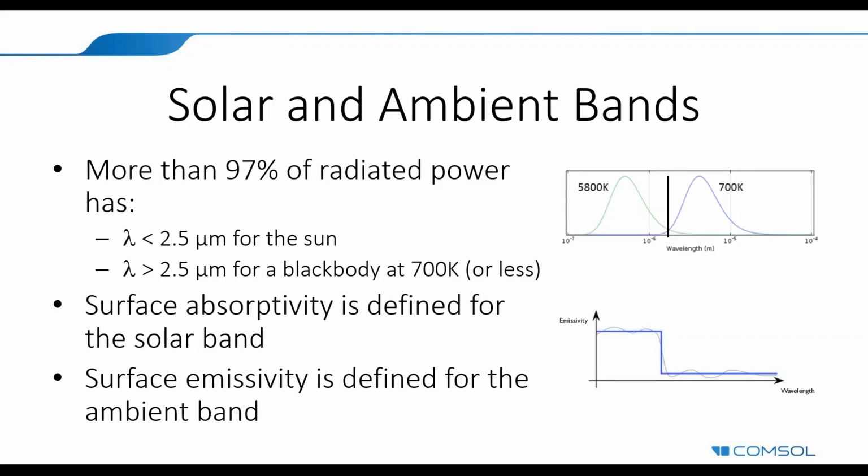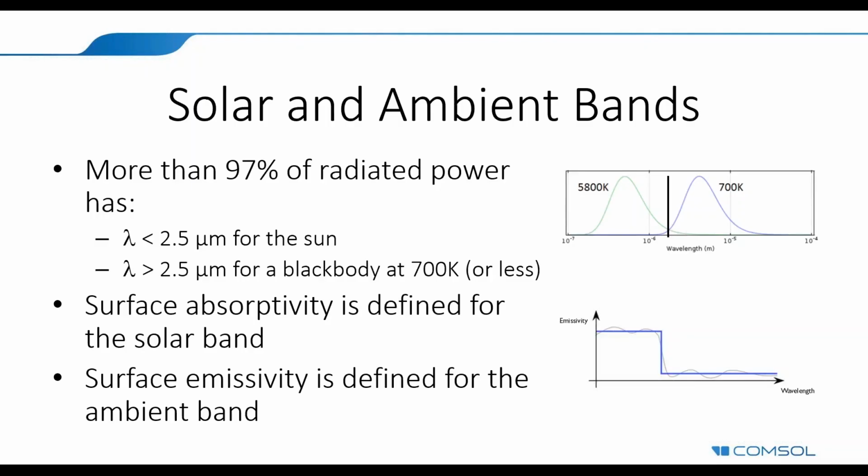So in this model, the starting point is the fact that if we look at the radiation emitted by the sun, which can be approximated more or less by the spectral distribution of a black body at 5,700 or 5,800 Kelvin, we get almost all the radiative intensity with a wavelength smaller than 2.5 micron. And if we look at the spectral distribution of radiation emitted by a black surface at 700 Kelvin or lower, then almost all the radiative intensity is emitted with a wavelength larger than 2.5 micron.